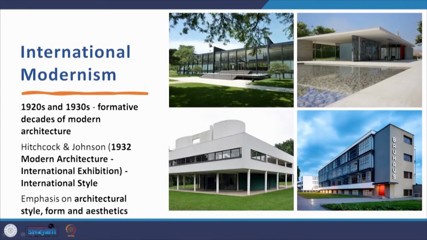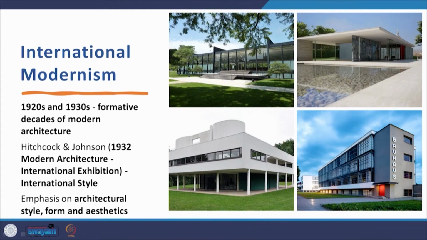Henry Russell Hitchcock and Philip Johnson in 1932 hosted an exhibition of modern architecture, and it is in this exhibition they coined the term international style, based on the kind of work being done by several architects, all under the same umbrella, all following a kind of simple aesthetic: unadorned surfaces, plain geometry, volume more important than mass.